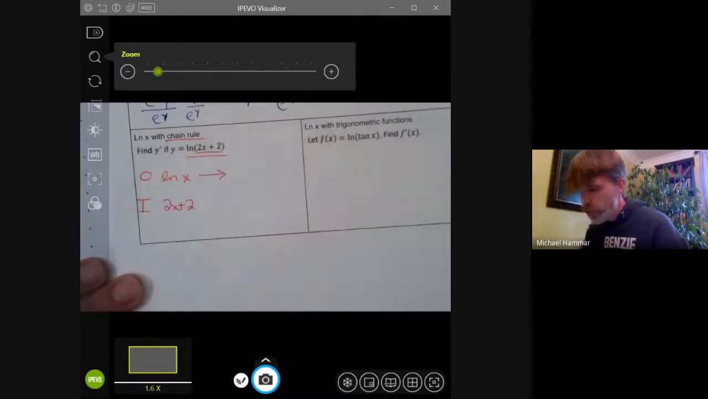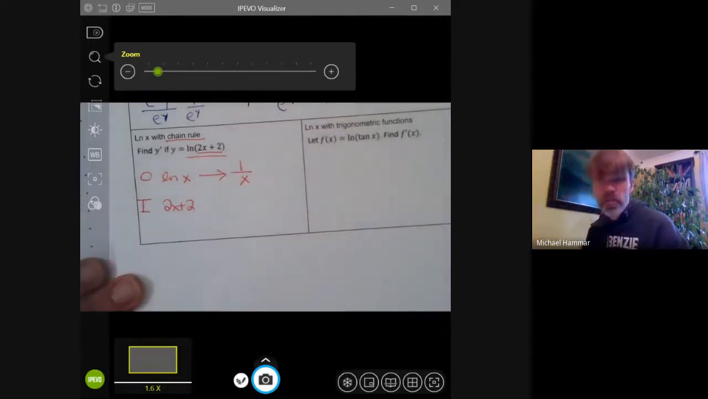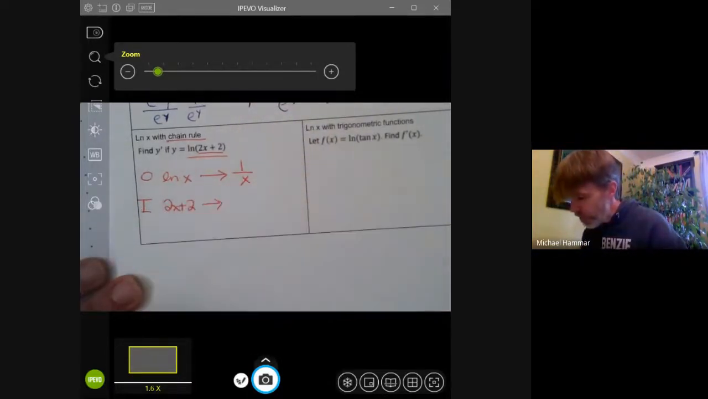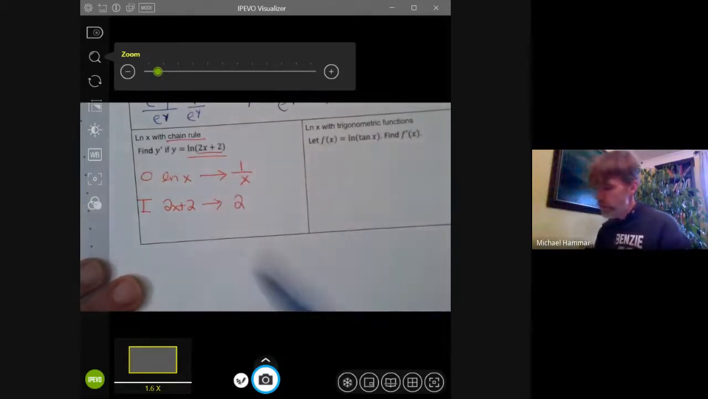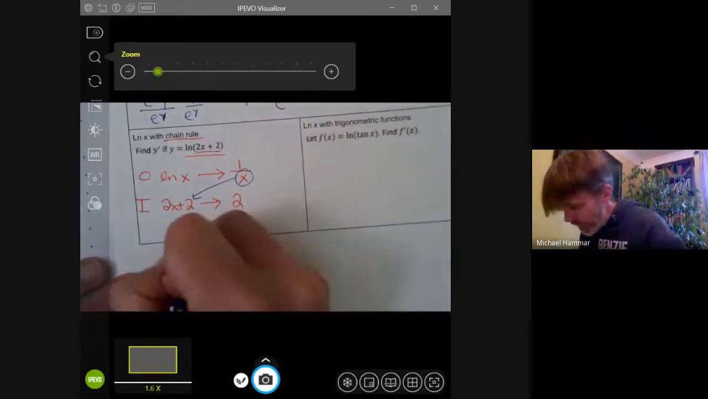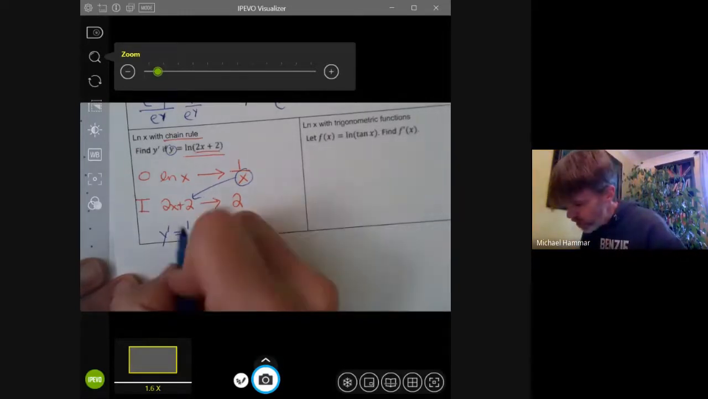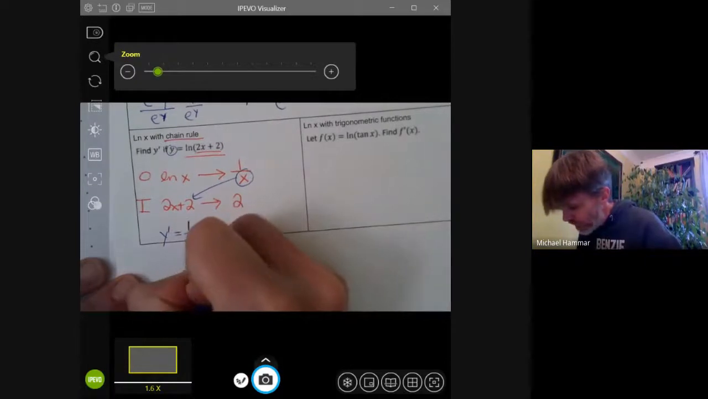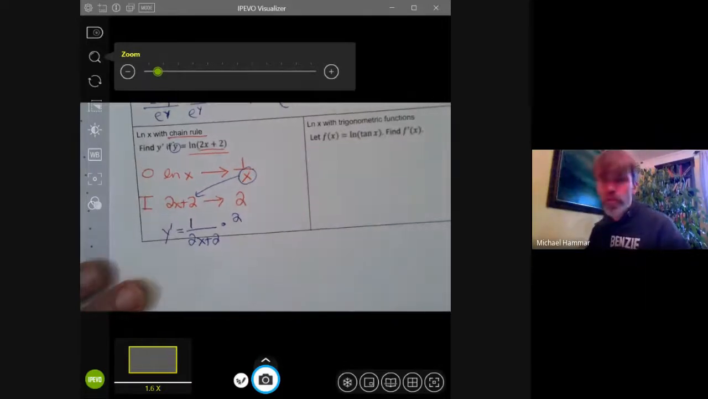So here's what you have to remember. The derivative of the natural log of x is 1 over x. And then the derivative of 2x plus 2 is just 2. So go ahead and substitute that in. So we're going to get 1, so y prime. So let's make sure we do that because we have to take the derivative of that side. So the derivative of y is y prime. So it's over 2x plus 2.